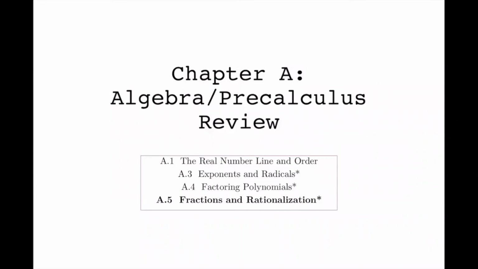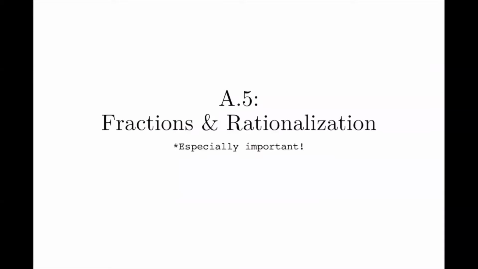The last section of Chapter A is a review on simplifying expressions involving fractions, as well as rationalizing fractions that may contain radicals or roots. This section is again marked with an asterisk because these skills will be important for us when determining limits in Chapter 1 and when simplifying what are called derivatives in Chapters 2 and 3 to make them more manageable to work with.